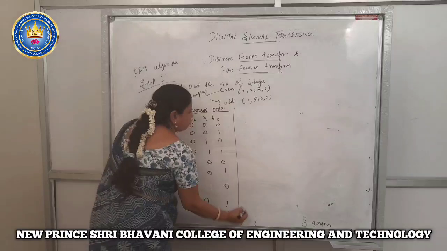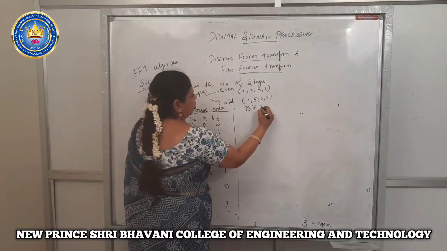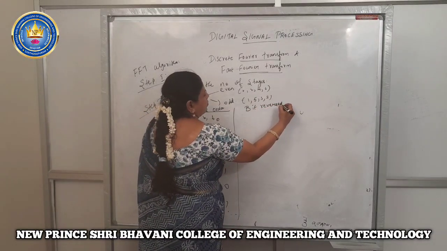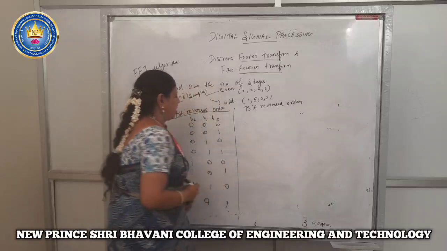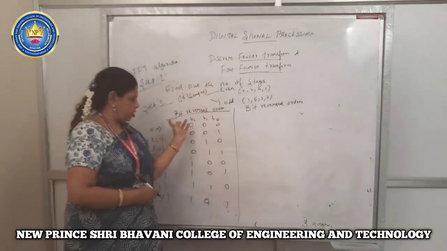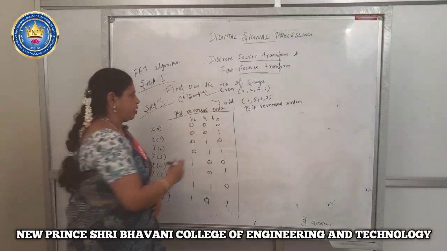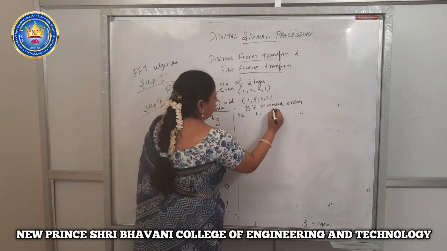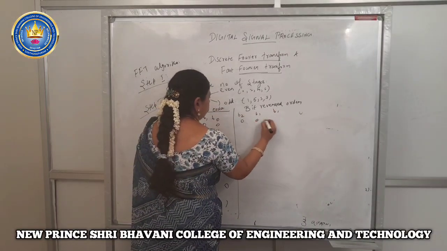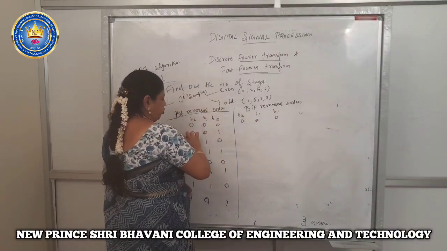So now I have to take it in the bit reversed order. That means I am going to change the order. LSB will be turned to MSB and MSB to LSB. So when I do that, the same thing 0, 0, 0, and here this 1 will be shifted over here.